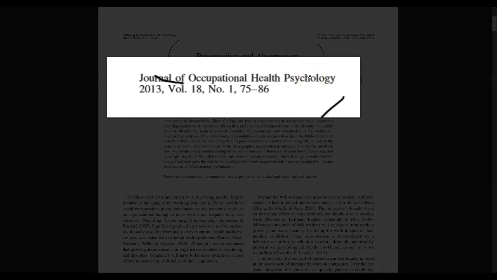So a lot of times journal articles will do this, where they'll put the year up at the top in small print. And it also tells us the name of the journal, which is Journal of Occupational Health Psychology. Here's the volume and issue. Those are going to be important for creating reference citations as well.